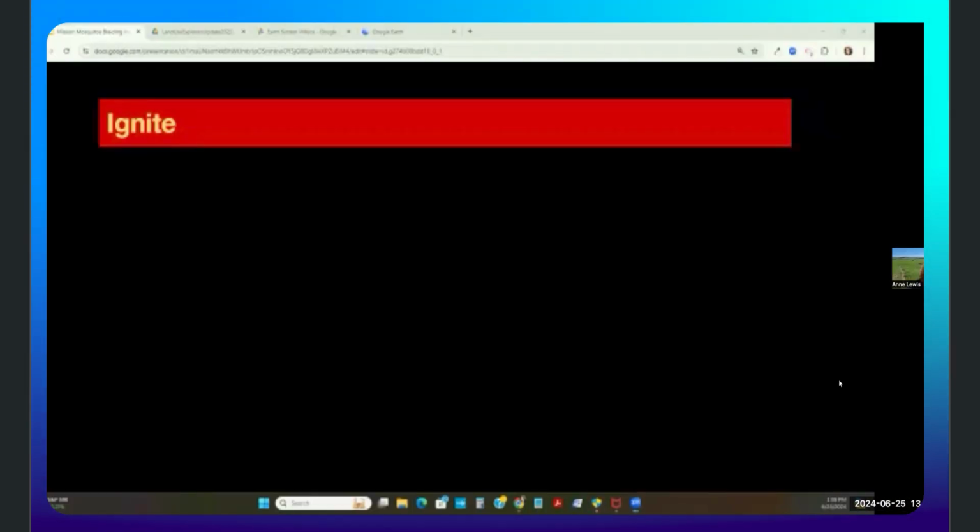Okay. Can you see them now? Yes, I think so. Oh, okay. I just see the Ignite banner. Yeah. I'm fuddling with some things on the back end here.